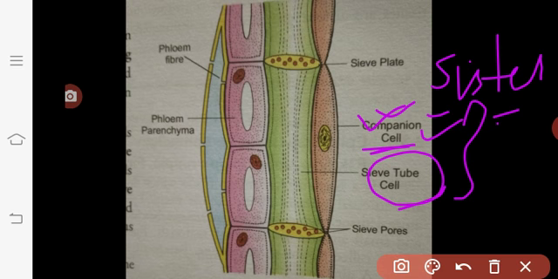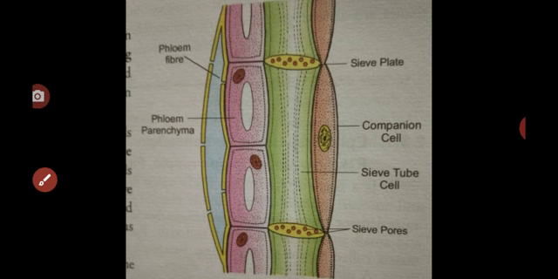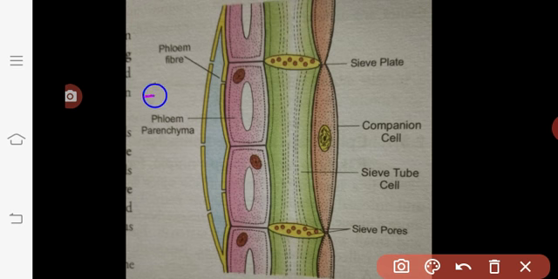Now next is point number 3. This is phloem parenchyma. This is phloem parenchyma. It is a parenchyma present in the phloem. The cells of phloem parenchyma are thin-walled and living. They have 2 main functions. First is storage. Second is slow lateral conduction of food.